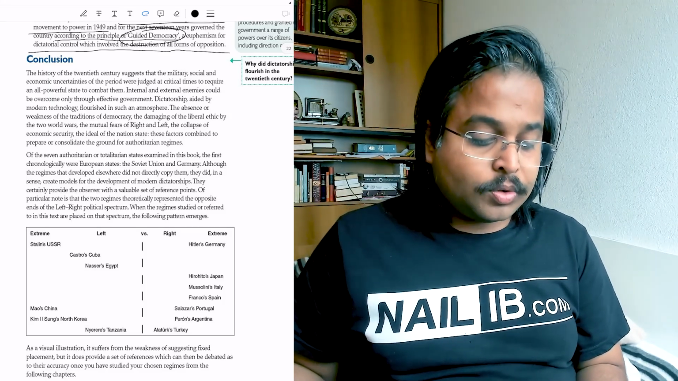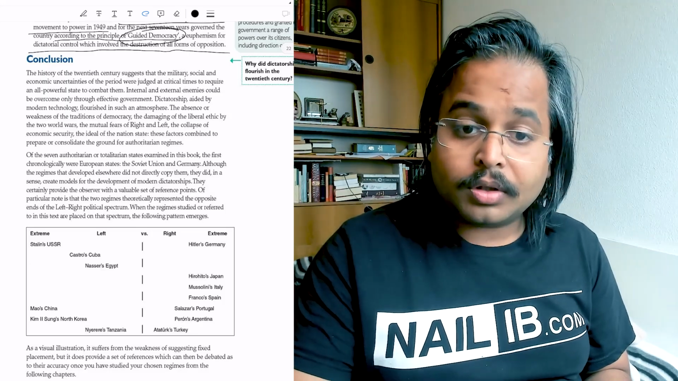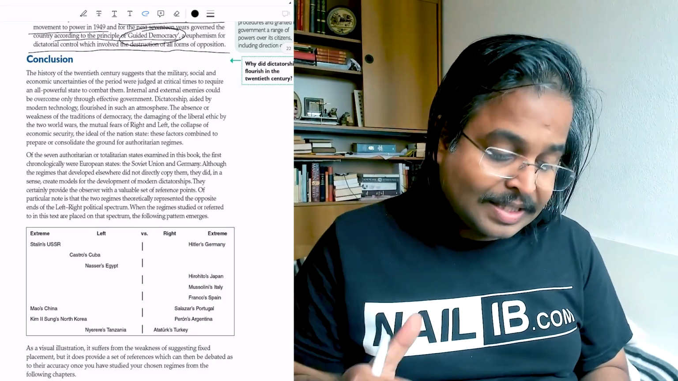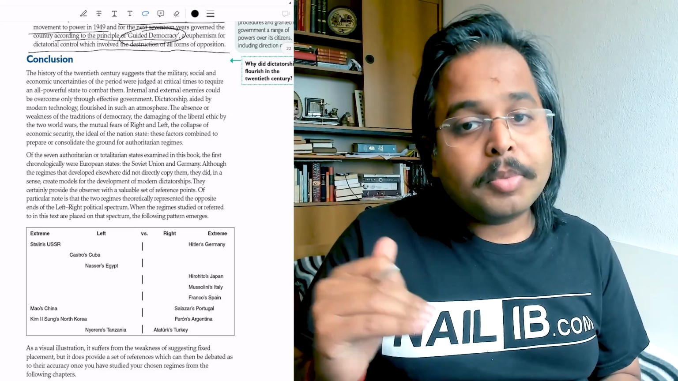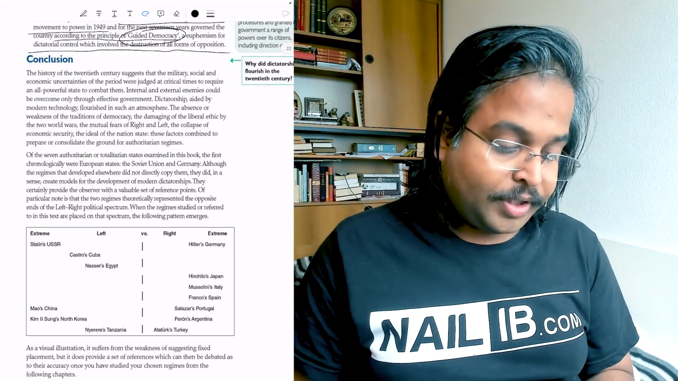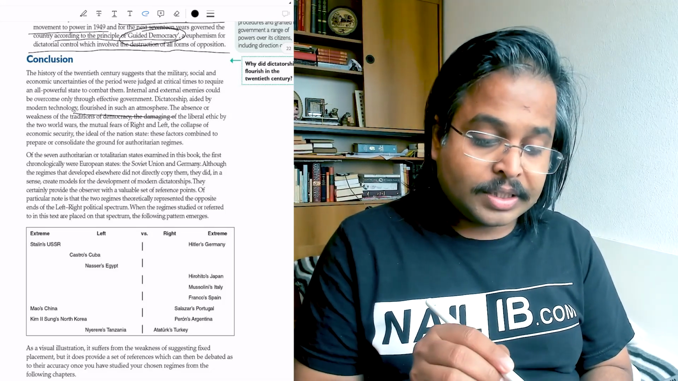Internal and external enemies could be overcome only through effective government, and a secure, centralized, powerful central government was a necessity in order to overcome not only internal enemies like your opponents, but also created external foreign enemies who are all the time trying to take over your country. Dictatorship aided by modern technology flourished in such an atmosphere.